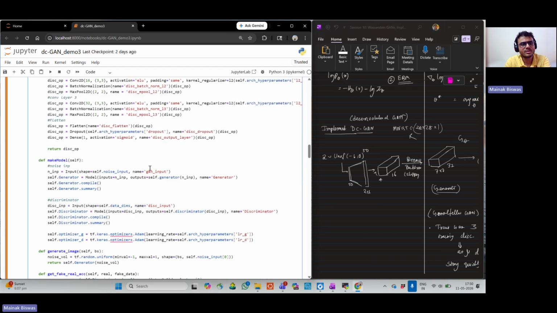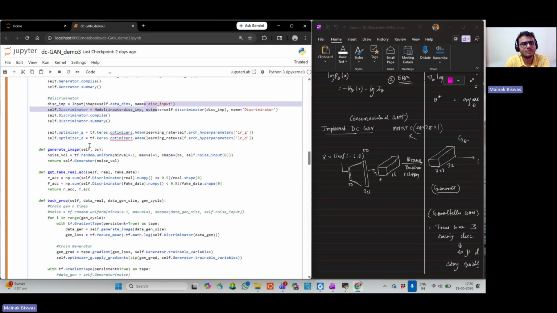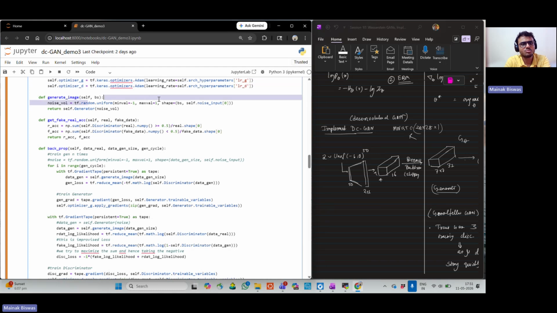So now let us see. We have made the model. We take the input as a noise input and then pass it to the generator. We get the generator function. Then in the discriminator, we take the input as the dimension of the data and pass it through the discriminator, and we get the discriminator model. And we have two different optimizers for the generator and the discriminator. Generation is very simple. You just pass a sample from normal 0, 1 through the generator.